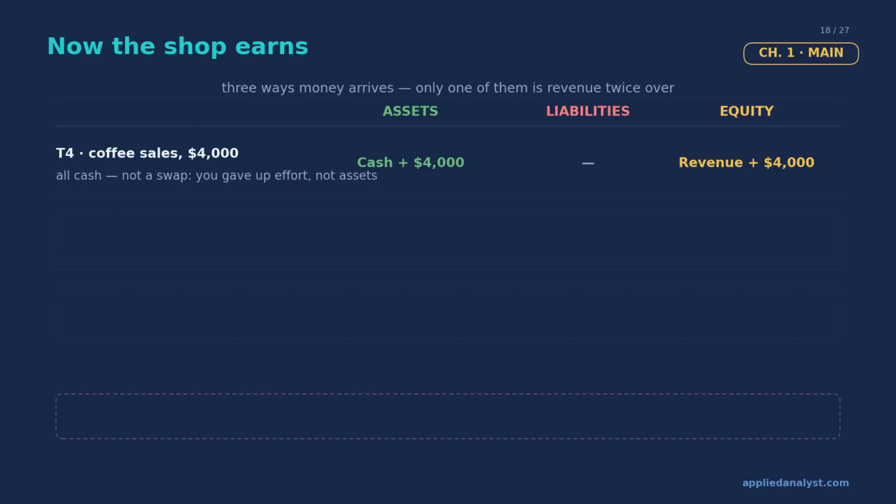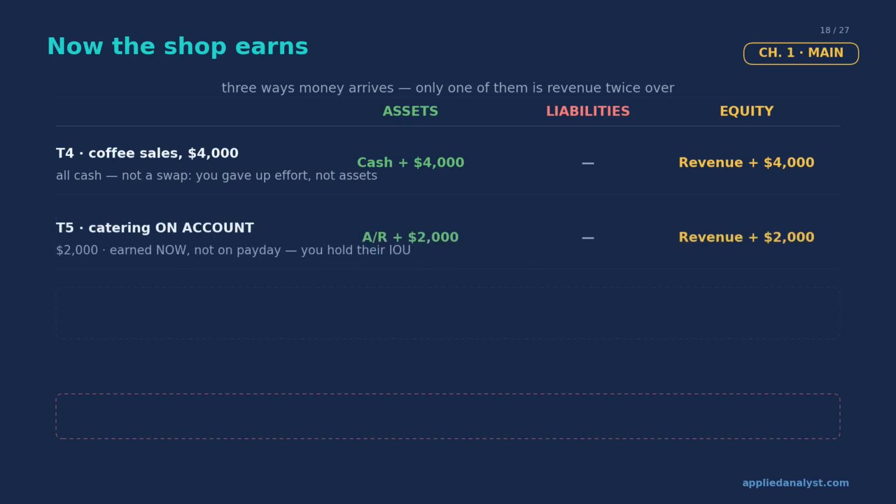Now the shop earns. Transaction 4. A week of coffee sales, $4,000 all cash. Cash up $4,000, and this is not a swap. You gave up no asset, you gave up effort. So the shop genuinely got richer. That growth is revenue, equity up $4,000.